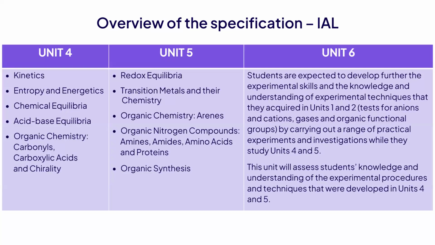to a synthetic pathway. And the interesting thing about Unit 6 is that it's very similar to Unit 3. The students are expected to carry out investigations, all of the experimental work from Units 4 and 5, but they do need a knowledge of some of the aspects of Units 1 and 2, for example, tests for anions, cations, gases, and organic functional groups.